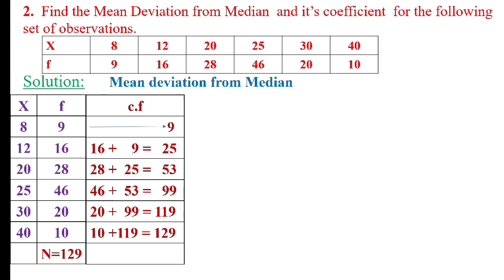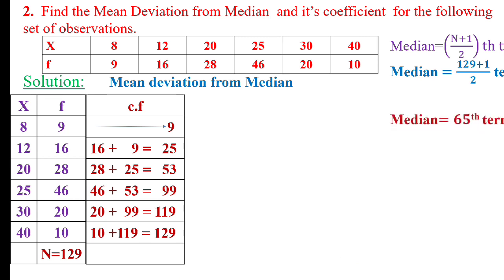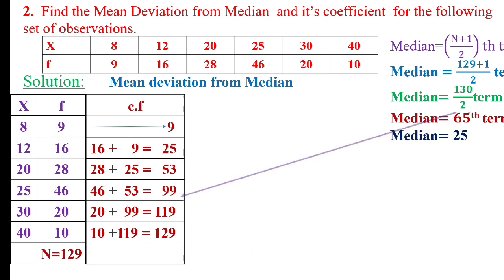Now the median formula for a discrete series: median is equal to the (n plus 1) divided by 2th term. Here n is 129, plus 1, is 130, divided by 2. So we get 65. 65 lies between 53 and 99. In that, the maximum value is 99. The x value for that is called the median. So the median we know very well.